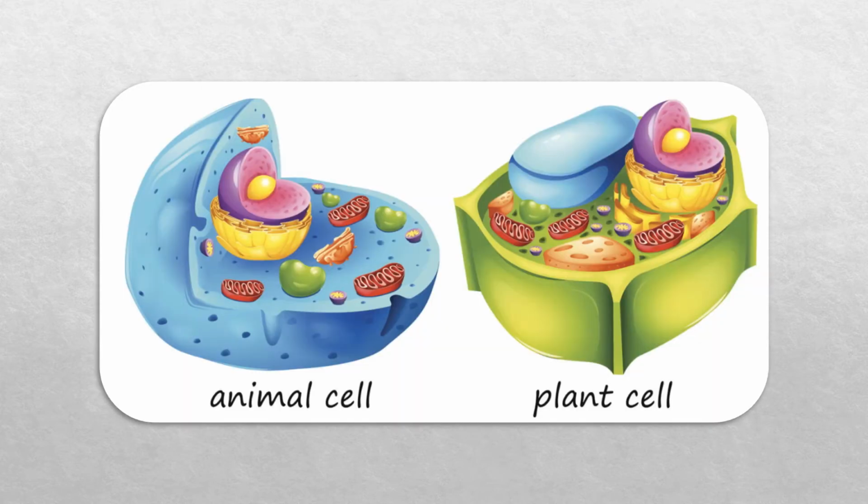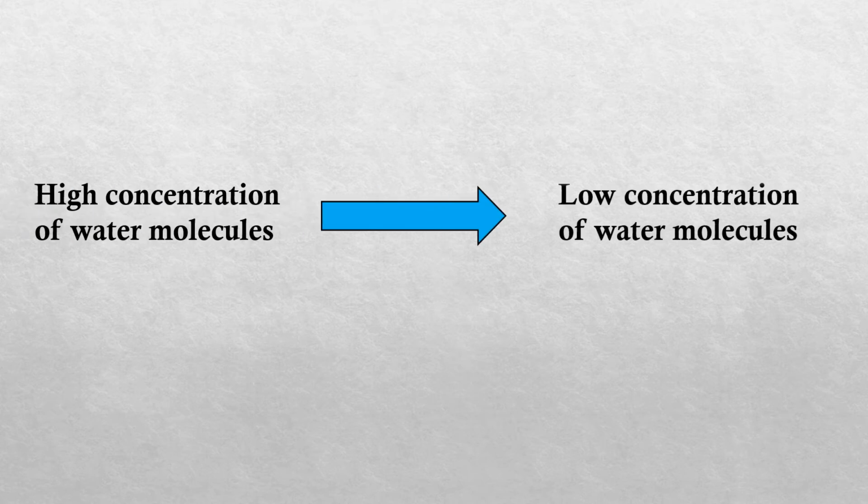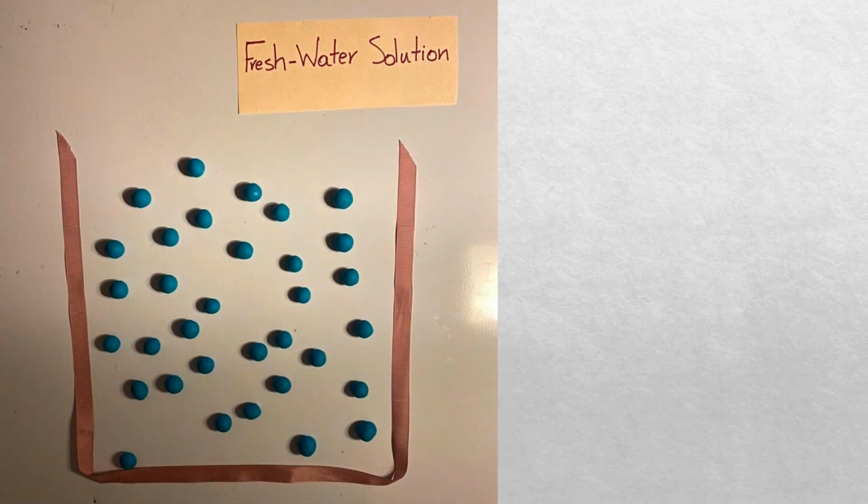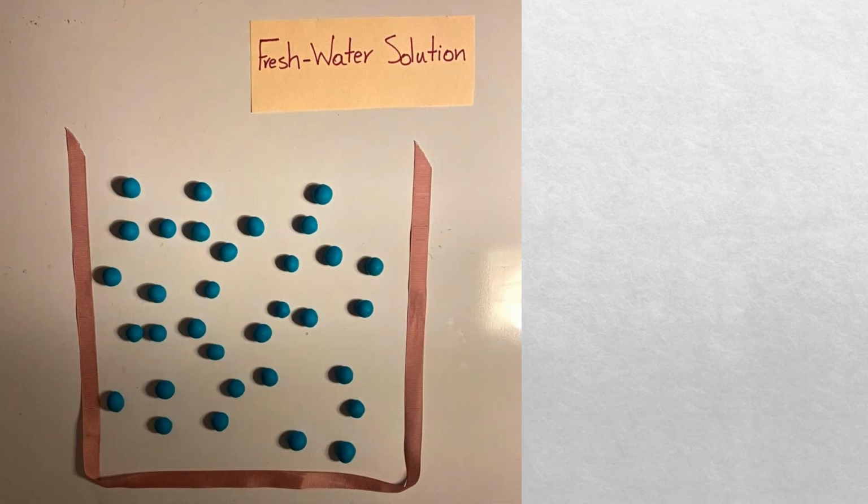Another important process in cell transport is osmosis. This kind of transport happens in all kinds of cells, including animal and plant cells. Osmosis is defined as the net movement of water molecules from an area of high water concentration to an area of low water concentration across a semi-permeable membrane. Water molecules are small enough to cross the cell membrane. Therefore, only the diffusion of water is possible.